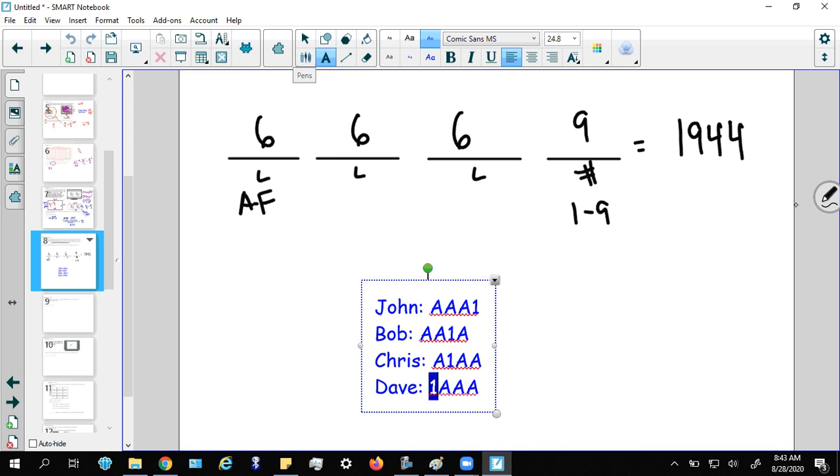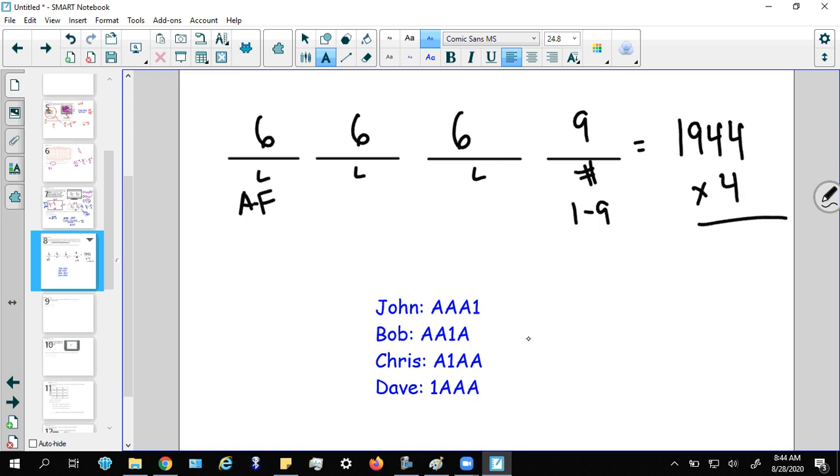We are going to take 1,944 and times it by 4, because each number letter combination can be quadrupled because of the location of the letter number. So when we times it by 4, we get 7,776.